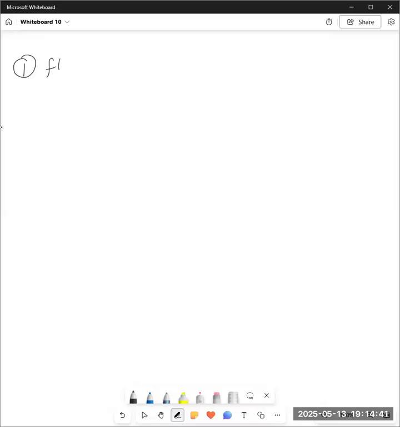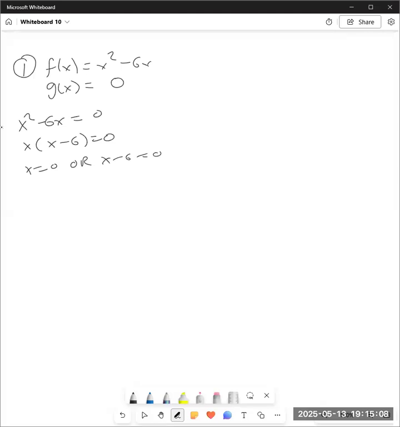So we have f of x is equal to x squared minus 6x, and g of x is equal to 0. Let's go ahead and find those bounds of integration. Even though they're marked for us on the graph, we'll do it by hand, and we'll factor and say x equals 0, or x minus 6 equals 0, x equals 6. So we're talking about from 0 to 6 here for our bounds.